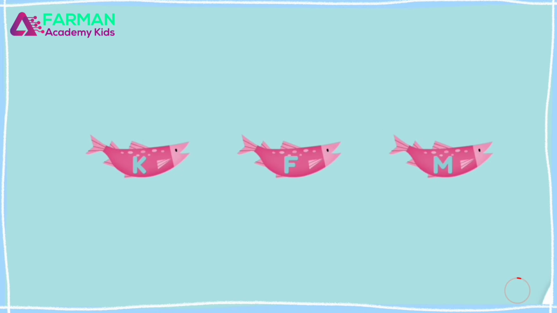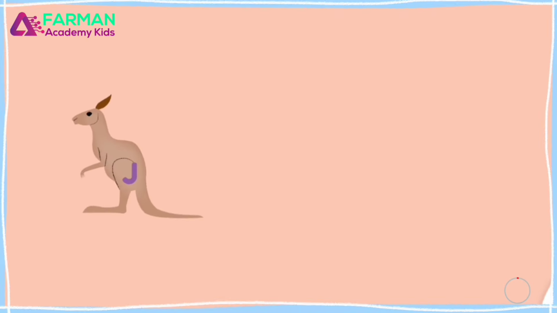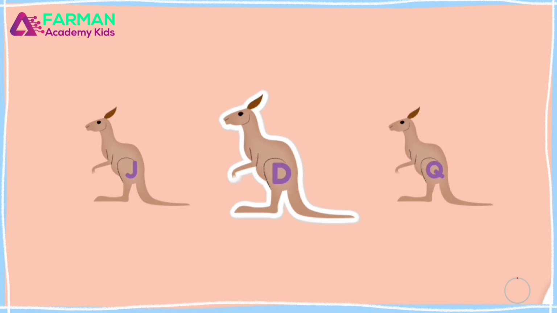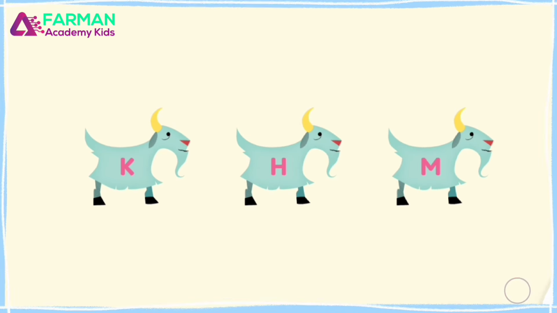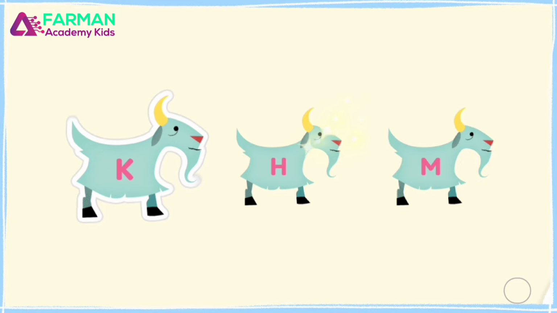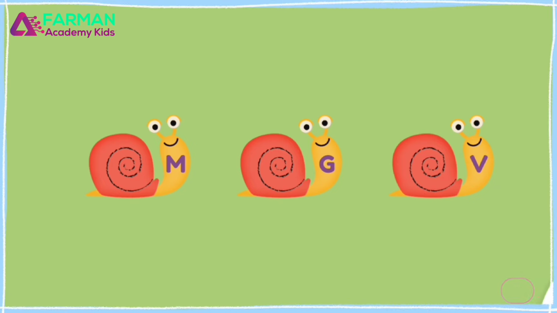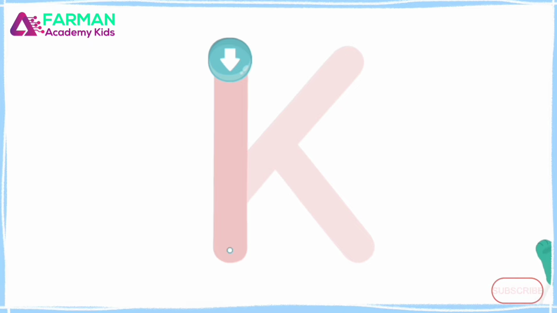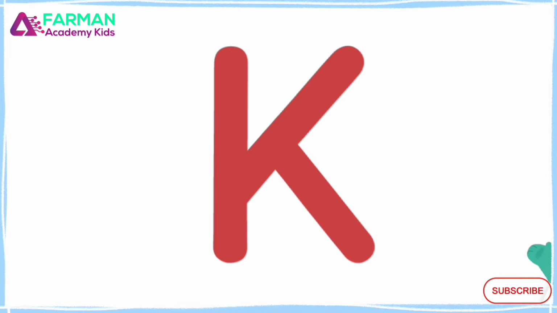Which one has the letter K? Tap it. K. Good job! Which one has the letter D? Tap it. D. Good thinking. Which one has the letter K? K. Good work. Which one has the letter G? Tap it. G. Great! Trace the uppercase letter K. Great! You traced the letter K.